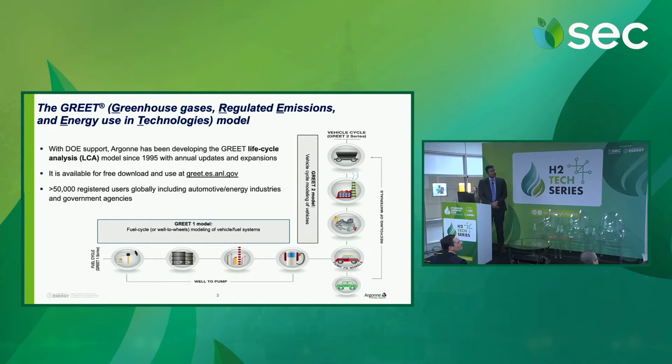The system boundary for the GREET LCA model, we have divided into two types, GREET-1 and GREET-2. GREET-1 is the well-to-pump system boundary, where you can see, in this case, I'm presenting hydrogen production, storage, transportation, and at the end use, the refilling station. On the vehicle side, or GREET-2 side, you can see we do life cycle analysis of materials such as aluminum, steel, or concrete.